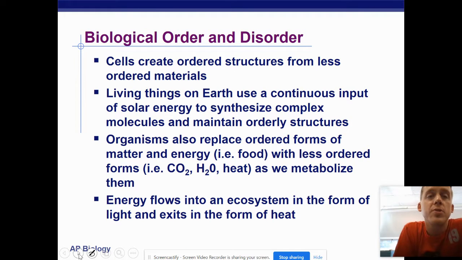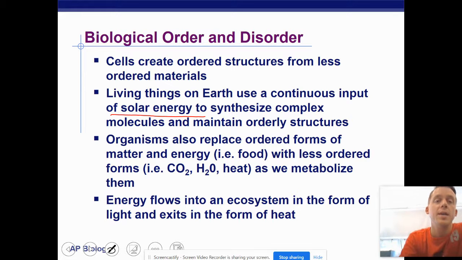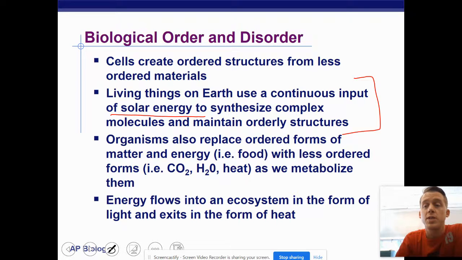Cells create ordered structures from less ordered material. Just like you cleaning your room, cells have to take disorder and build it up into something that contains more order. Living things on Earth use a continuous input of solar energy to synthesize complex molecules. What organisms do this? You probably guessed plants. If you did, you would be correct. Plants take disordered energy and turn it into starch and cellulose. Both of these things are highly ordered, so they are decreasing entropy.